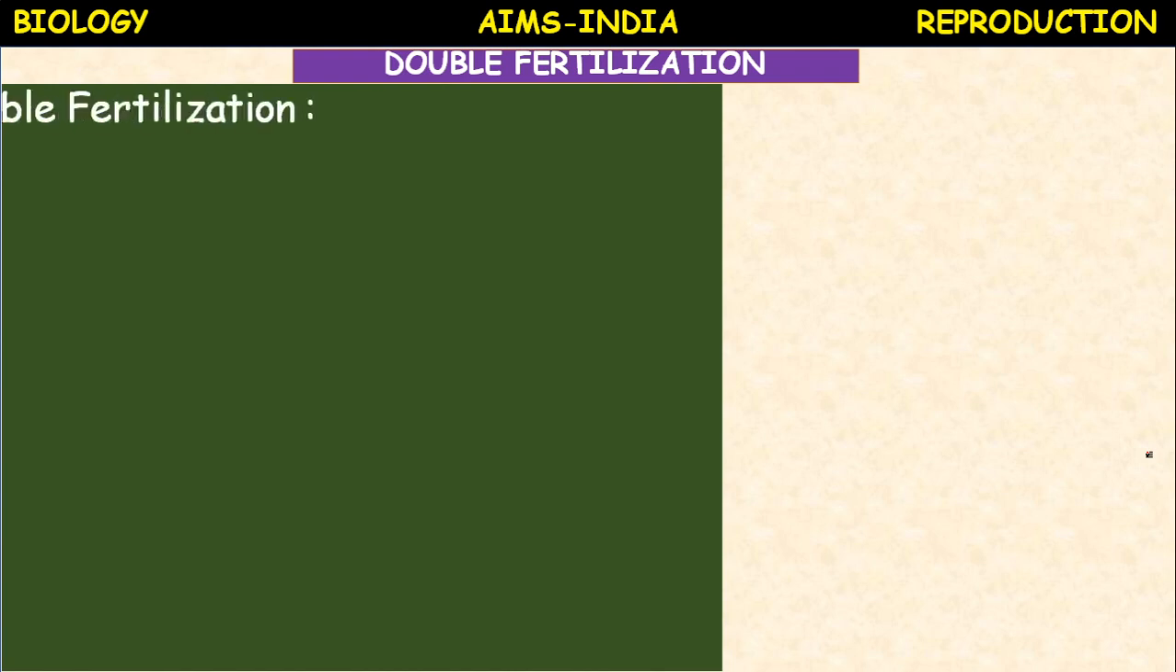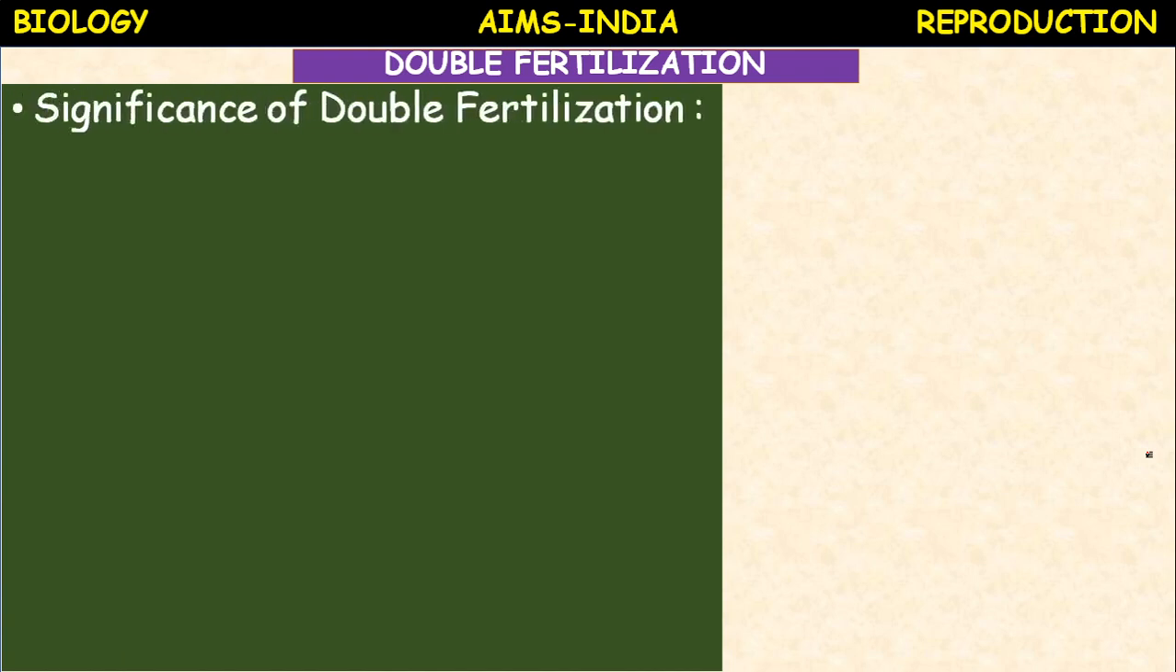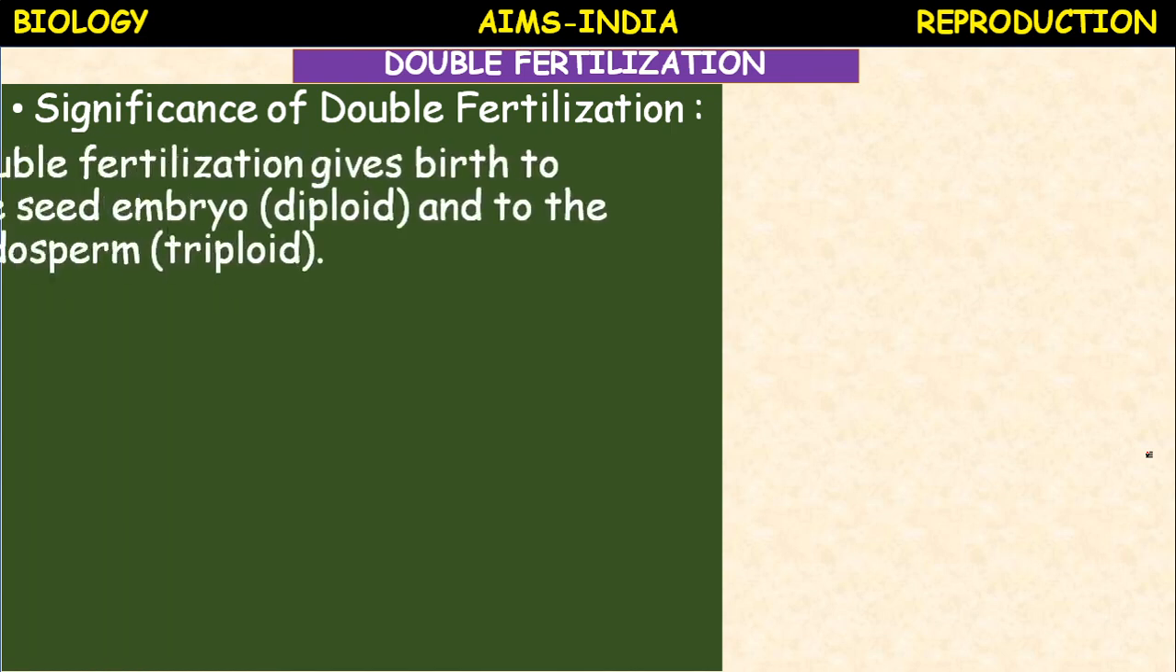And the next event, double fertilization and its significance. Just now we discussed the double fertilization, the process of fertilization which occurs two times. The first fertilization is between the egg cell and one of the male nuclei, which results in the formation of the zygote. The second fertilization is between the male nucleus and the two polar nuclei, which results in the formation of endosperm. This is double fertilization. What does the significance mean?